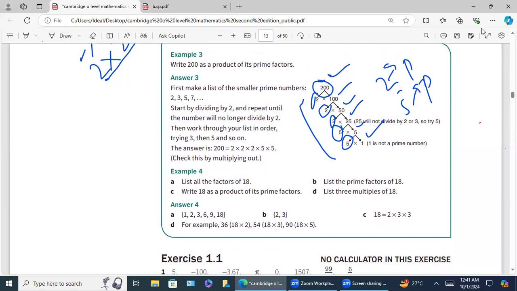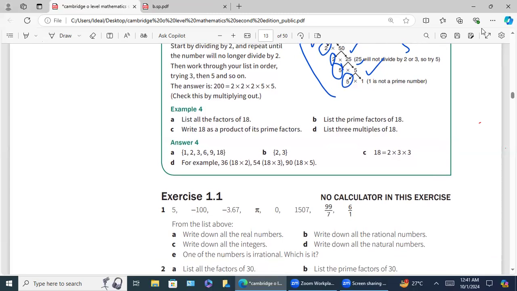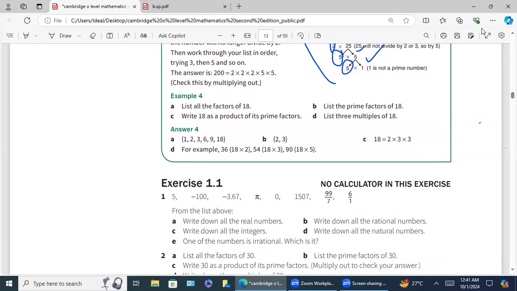I'll explain this. Number 4: A, list all the factors of 18. B, list the prime factors of 18. C, write 18 as a product of its prime factors. And D, list 3 multiples of 18. So let's start. Dear student, first of all, we have a question about A: list all the factors of 18.